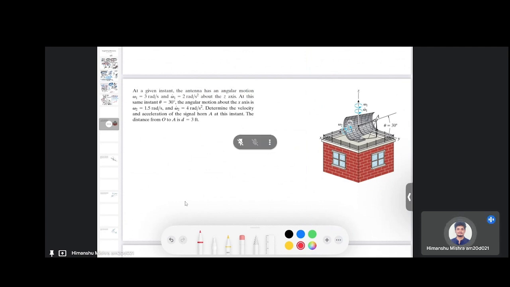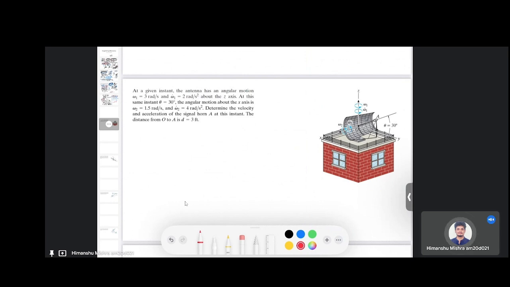So in this question, we have at a given instant, the antenna has an angular motion omega 1 of 3 rad per second, and omega 1 dot is 2 rad per second square about the z axis. At this same instant, theta equals 30. The angular motion about the x axis is omega 2 and omega 2 dot. Determine the velocity and acceleration of the signal horn A at this instant. The distance from O to A is d.